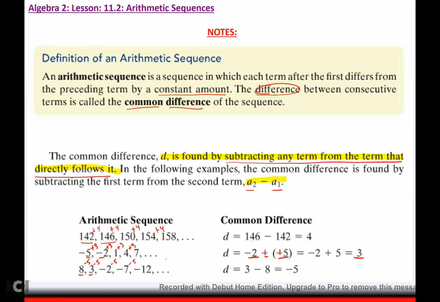Okay, so finding the common difference is pretty much the key to working with arithmetic sequences, and all you do is subtract any two of the terms, really. I mean, I could do these two. 158 take away 154 is 4.